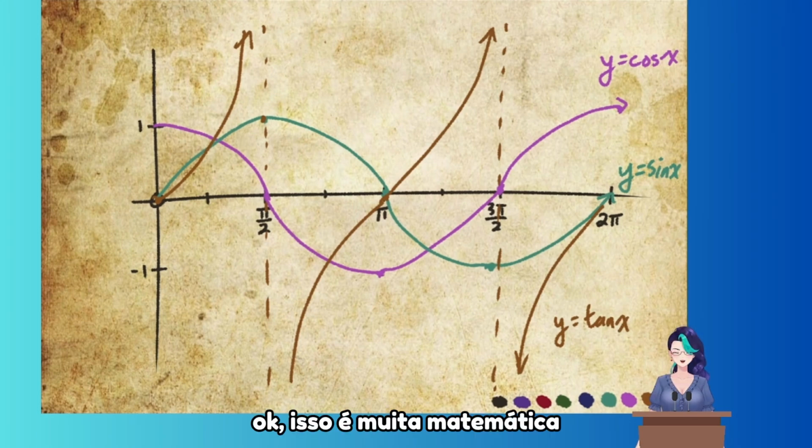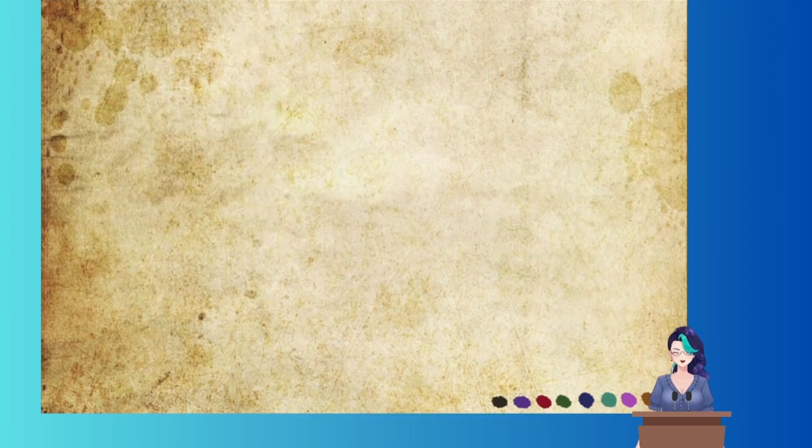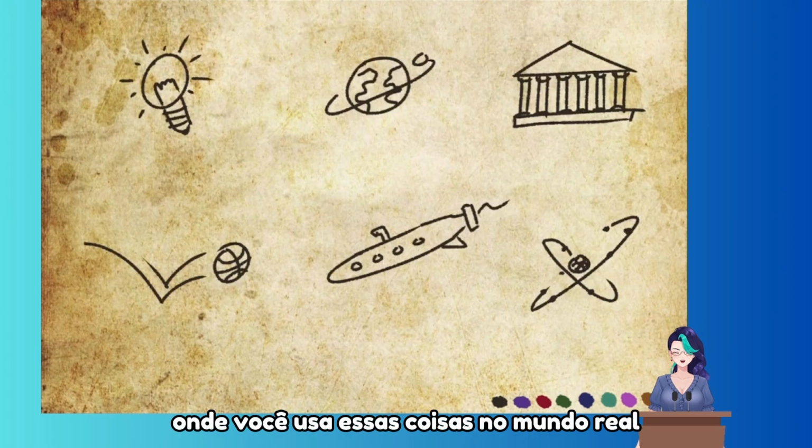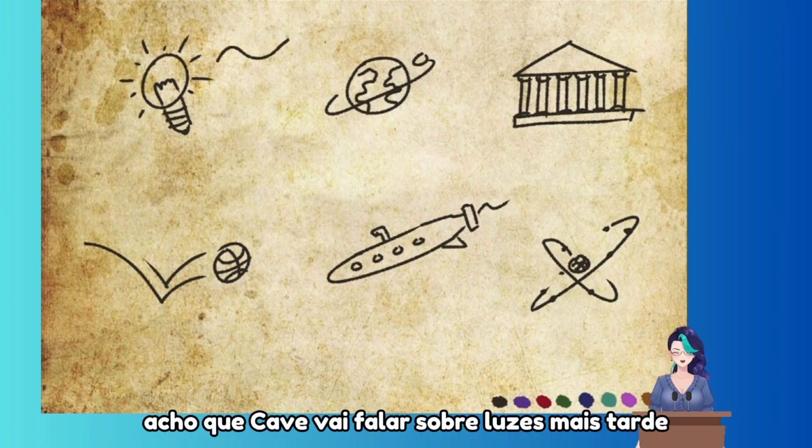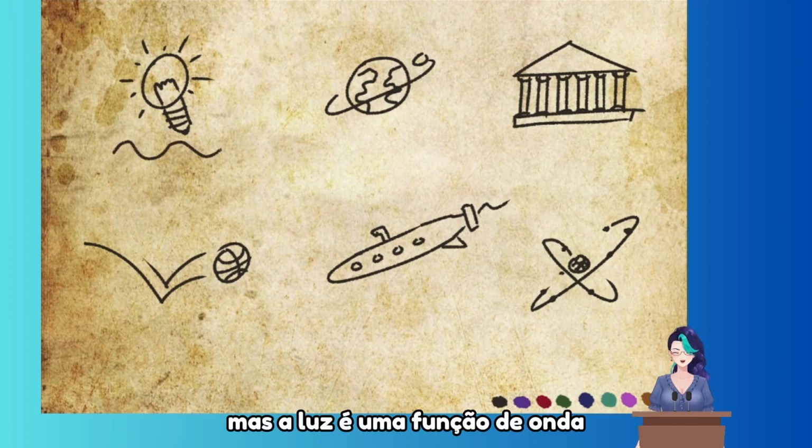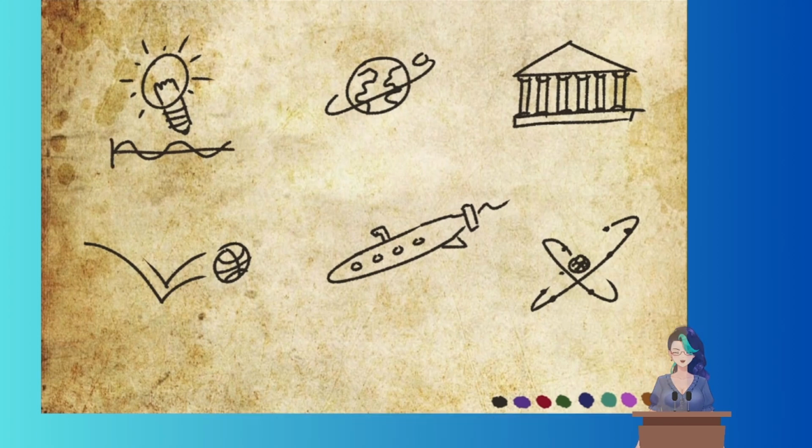Okay, now that is a whole lot of math. So let's talk about where you use this stuff in the real world. Those squiggly wave functions that we just showed are actually used in, for instance, calculations of light, which we will talk about. I think Cave is talking about light later, but light is a wave function. And this is a sinusoidal pattern.